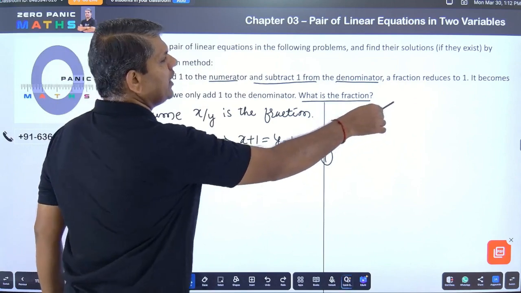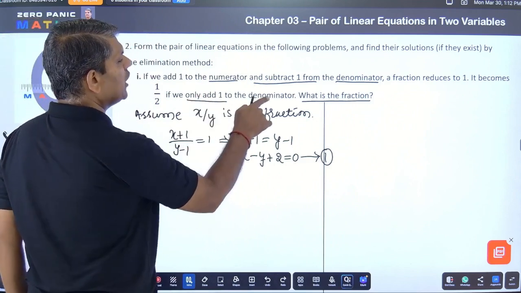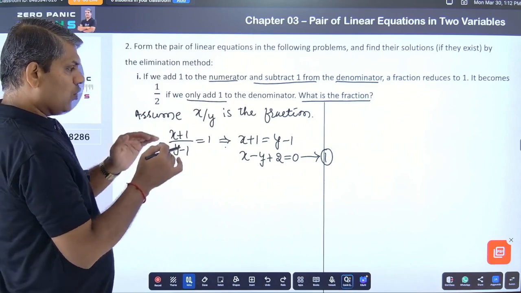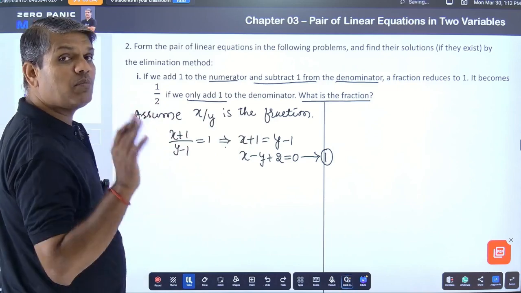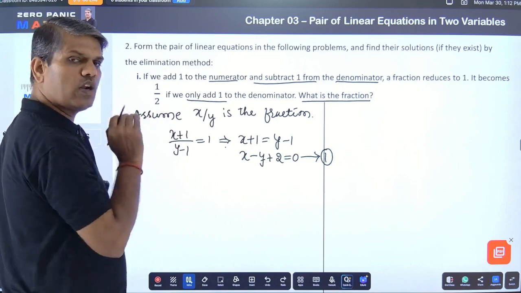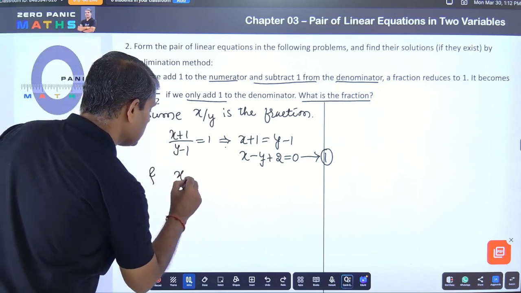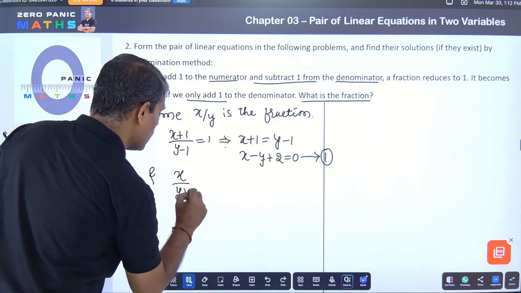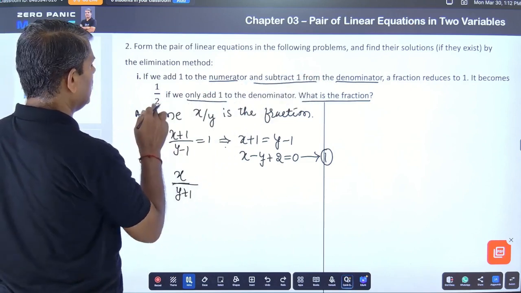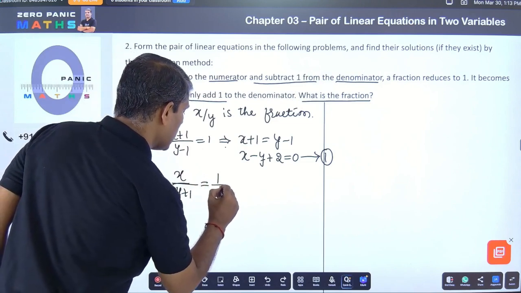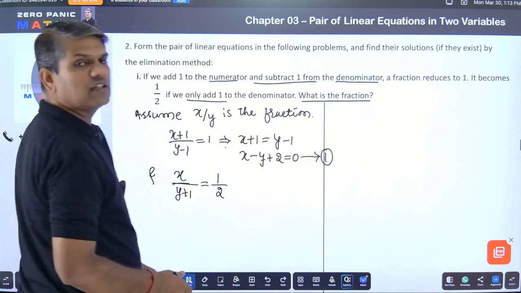And what is second? It becomes 1 by 2 if you add only 1 to the denominator. So you are adding 1 to the denominator and nothing to the numerator. That will make the fraction as 1 by 2. What else is given? x by y plus 1. You are adding only plus 1 to the denominator. That will reduce it to 1 by 2. That is what they are saying in the second statement, and we are asked to find the fraction.